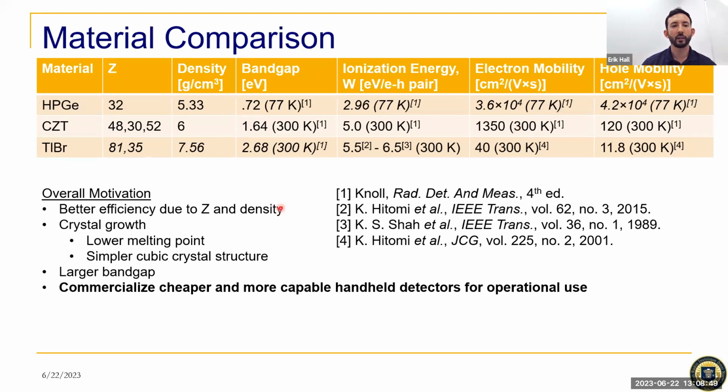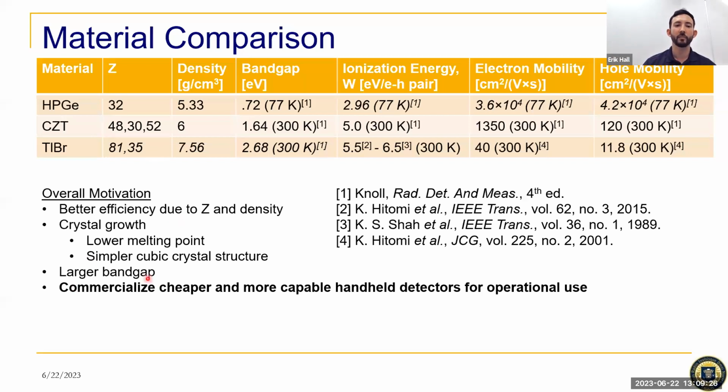So overall, semiconductors like thallium bromide have better efficiency due to the effective atomic number and the density. As far as crystal growth, the simpler cubic structure of just thallium and bromide versus CZT means that CZT requires a vertical Bridgman furnace operated over 1,000 degrees Celsius, whereas thallium bromide can be grown in a horizontal coarse ampoule with temperatures below 500 degrees Celsius. That should make it cheaper and simpler to make.